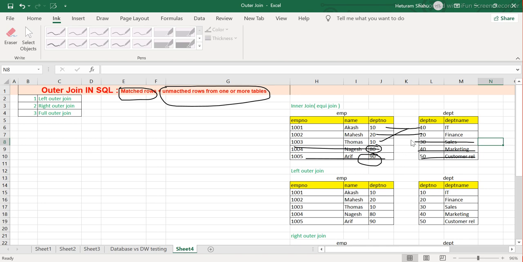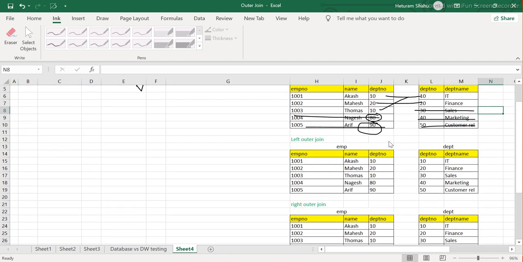Now let's understand what output we will get when I say left outer join, and what left outer join and right outer join are. But guys, this is very important: you will always get matched records, which is nothing but the equijoin, and then unmatched rows from one or more tables. That will depend. In full outer join we will get unmatched rows from both the tables. That's why I have written here, from one or more tables. So let's try to understand.